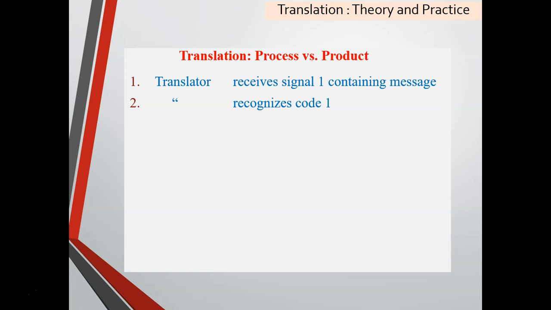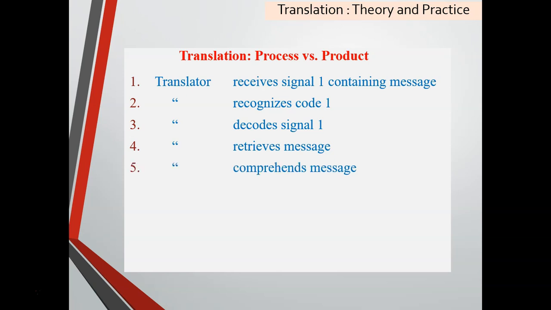Then the translator recognizes code 1 according to the language in which that signal or that text is written. And then the translator tries to decode signal 1 and retrieves the message in his memory, in his mind, and he comprehends the message.